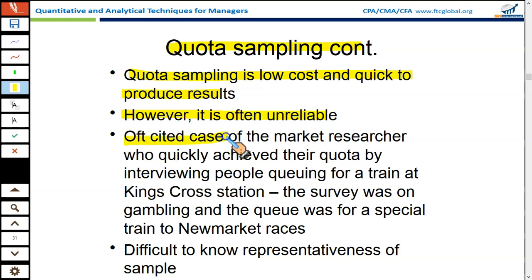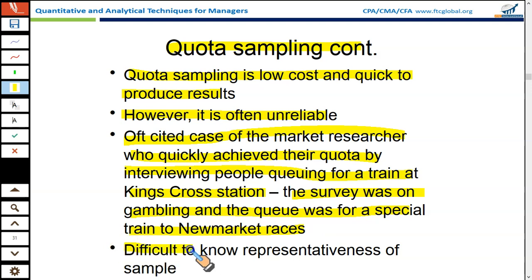Then often cited is the case of the market researcher who quickly achieved their quota by interviewing people queuing for a train, for example, at King's Cross Station. The survey was on gambling and the queue was for a special train to Newmarket races. So this clearly is an example where the market researcher quickly filled their quota by interviewing people in a specific location, here, King's Cross Station, who were in a queue for a train going to Newmarket races. So this scenario can introduce a bias. Why bias? Because the survey was about gambling and those who were interviewed were not representative of the general population. So this is the issue with quota sampling.